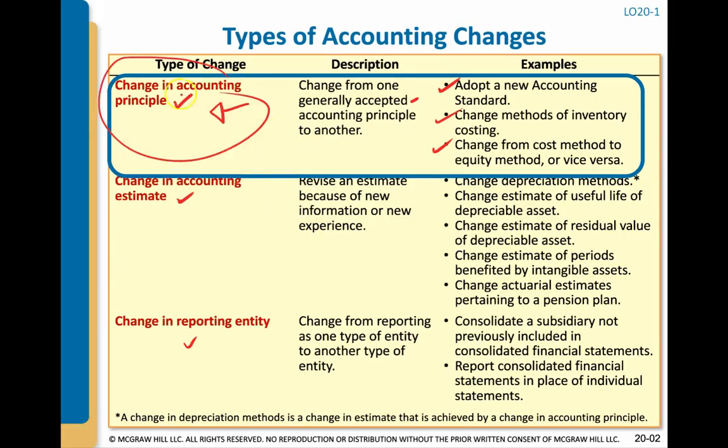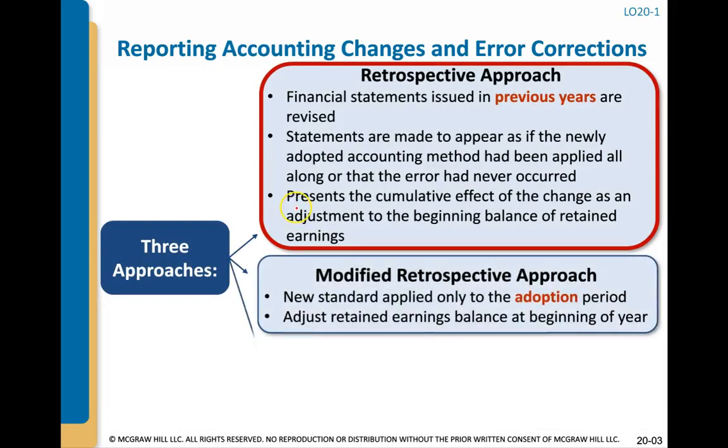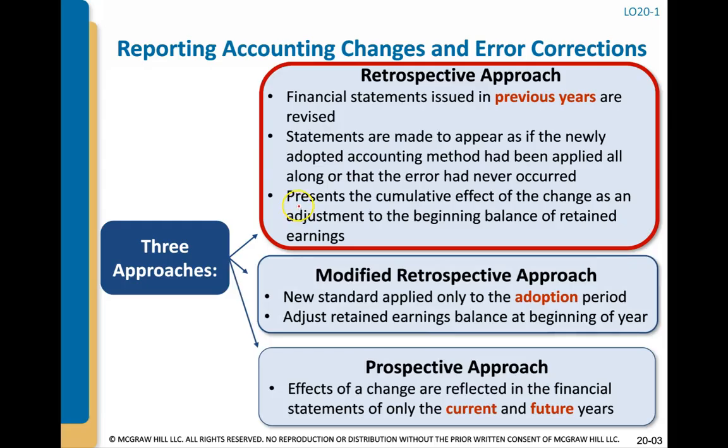So again, we're going to be focusing on the change in accounting principle and how to record those changes. There are three different approaches when we're talking about accounting changes that can take place. There's the retrospective approach, modified retrospective, and just the prospective. It's really important that you understand the difference between these three and which approach is applied to which type of accounting change that may occur.